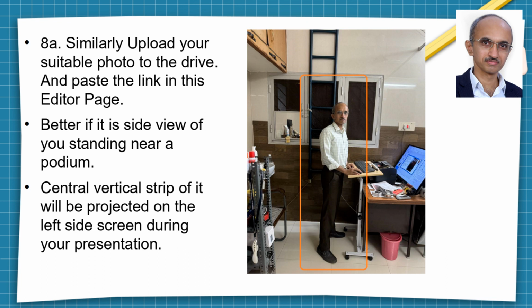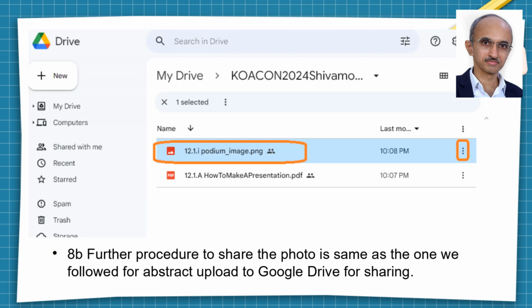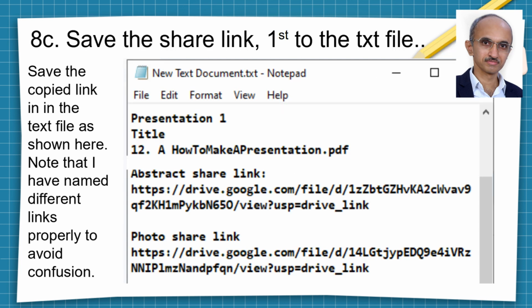Next, stand near a podium and take a neat side view of you. Upload the photo as such to your Google Drive. There, rename the photograph according to our rules mentioned before. In the Google Drive, create the share link and copy it to the text file which is mentioned before. Note that I have named different links properly to avoid confusion.